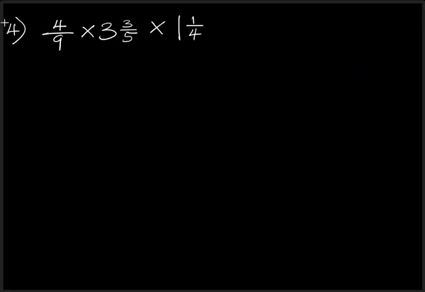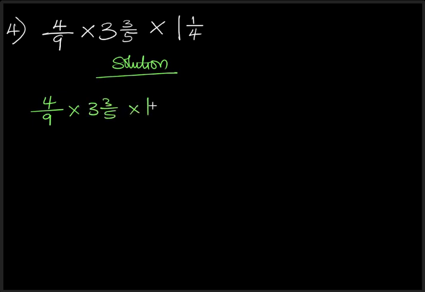Okay, we move to number 4. 4 over 9 times 3 whole number 3 over 5 times 1 whole number 1 over 4. What do we have? Let's change the mixed fractions. 4 over 9 times 5 times 3 is 15, plus 3 is 18, all over 5. Then 4 times 1 plus 1 is 5 all over 4.